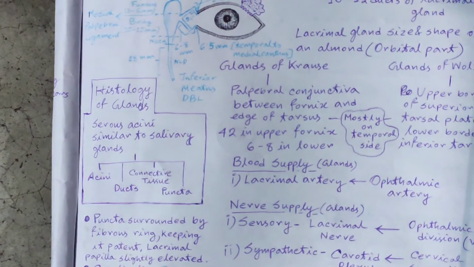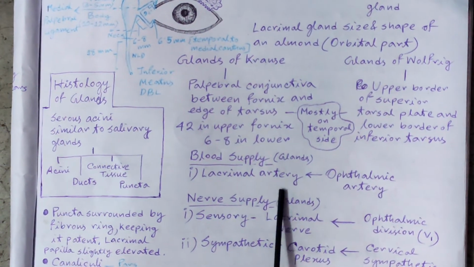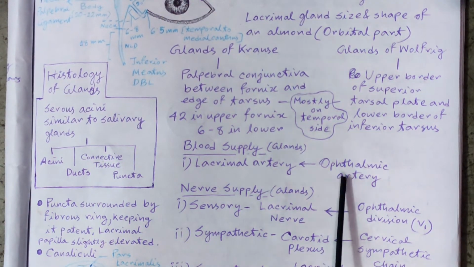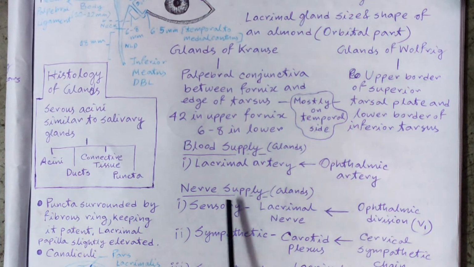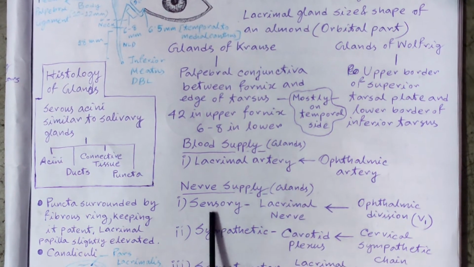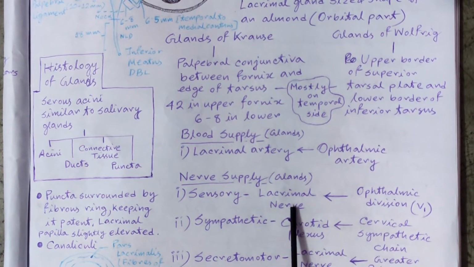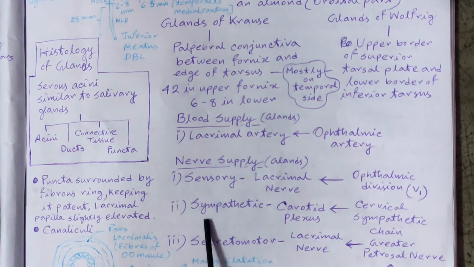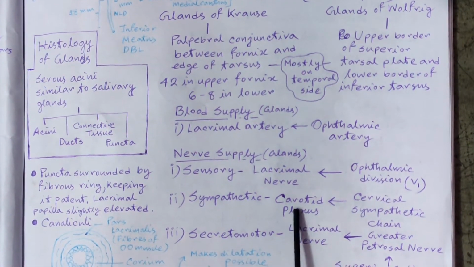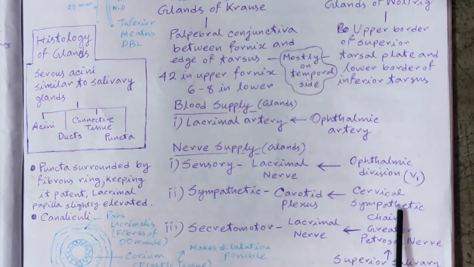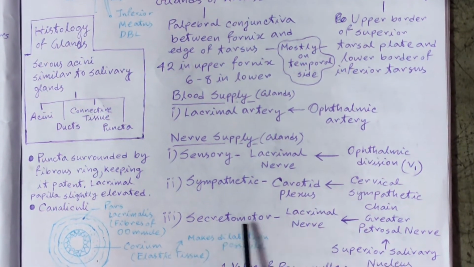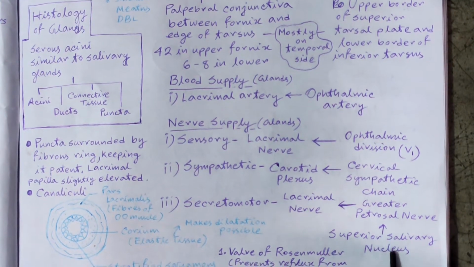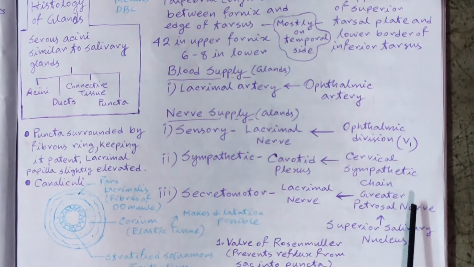Now let's discuss the blood supply of the lacrimal gland. The lacrimal gland is chiefly supplied by the lacrimal artery, which is a branch of the ophthalmic artery. The sensory nerve supply of the gland is given by the lacrimal nerve, which is a branch of the ophthalmic division of the trigeminal nerve. The sympathetic supply is given by the carotid plexus, which comes from the cervical sympathetic chain, and the secretomotor supply comes via the lacrimal nerve from the superior salivary nucleus through the greater petrosal nerve.